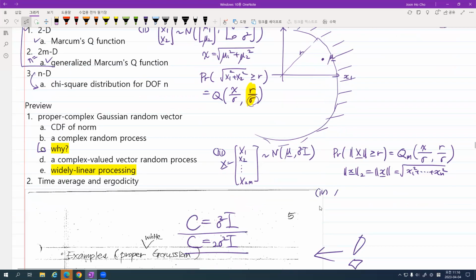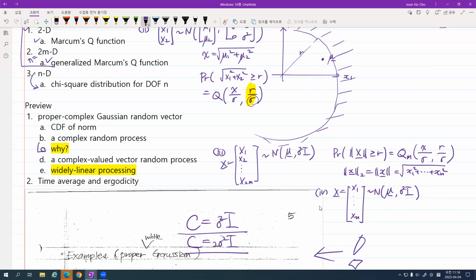So here we have again a Gaussian random vector consisting of n random variables, and we have the same thing, some mu vector, and the same sigma square times identity matrix as the covariance. The difference is that now we can have odd number n. Got it? So whenever we have a complex number, it consists of two real numbers. That's why we have even numbers up to generalized Markham's Q function.